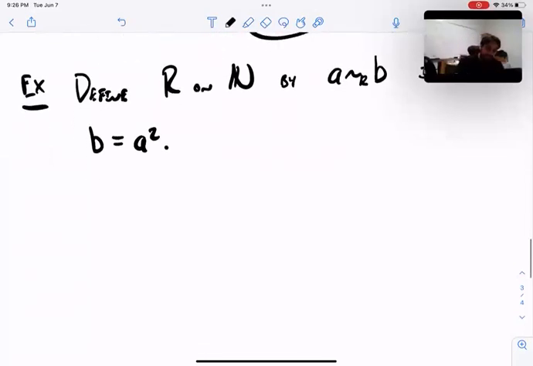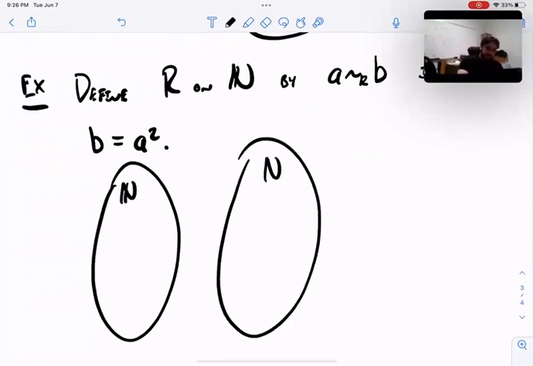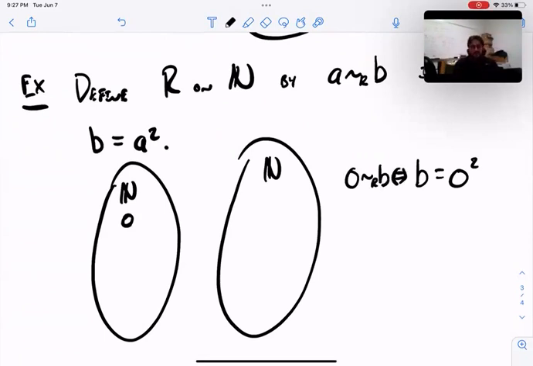If you think about what elements here are related, what would the element 0 be related to? Well, if 0 is the input, I want for 0 to be related to B, I need 0 squared to equal B, right? That's the only way that 0 would relate to B. If and only if B equals 0 squared. Oh, so I need B equal to 0. So this is the only arrow that gets drawn for 0.